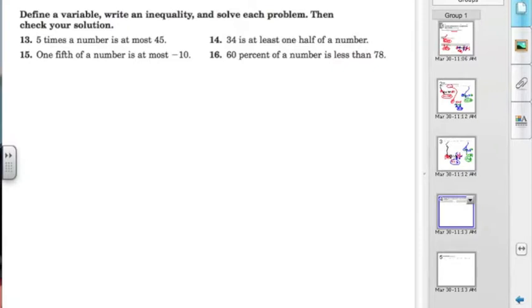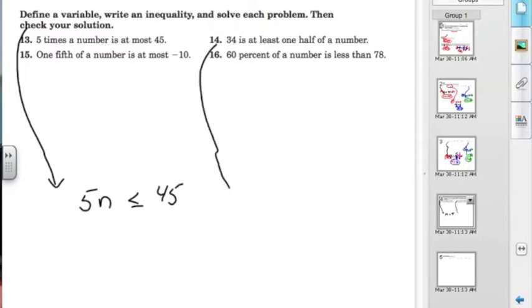All right, so now we want to define a variable, write the inequality, and solve it. So we'll take number 13. We have 5 times a number. So 5 times a number is at most. So that means it's less than or equal to 45. Very good. Now you can solve it.